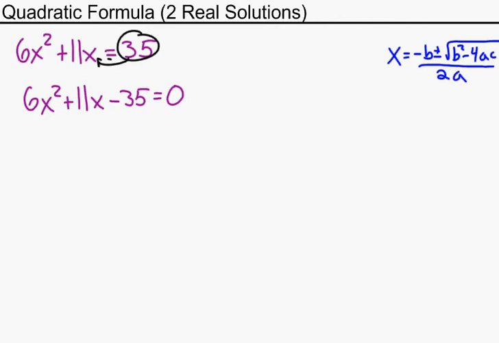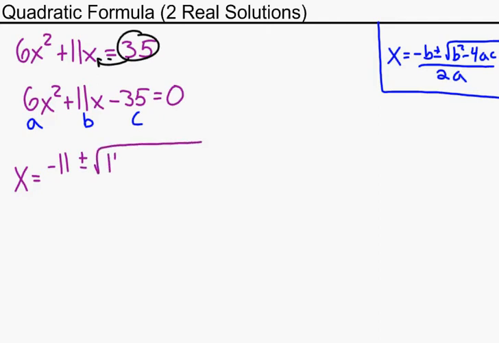Just as a reminder of what the quadratic formula looks like, it's over here on the side of the screen. I need to identify a, b, and c, and then just plug them into the formula in the appropriate places. So if I use the formula, I get x equals opposite b, so negative 11, plus or minus the square root of b squared, or 11 squared, minus 4 times a, which is 6, times c, which is negative 35. And this is all divided by 2 times 6.